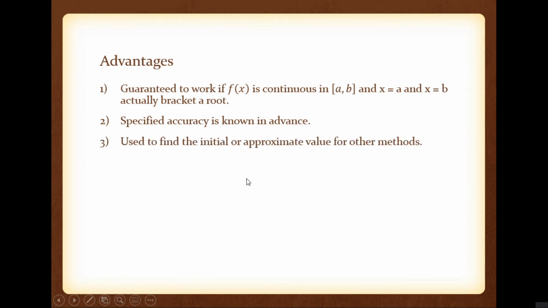So normally the bisection method is used to find the initial condition of the remaining methods. Nowadays, normally the bisection method is used to find the initial value of the remaining methods. So please remember that.